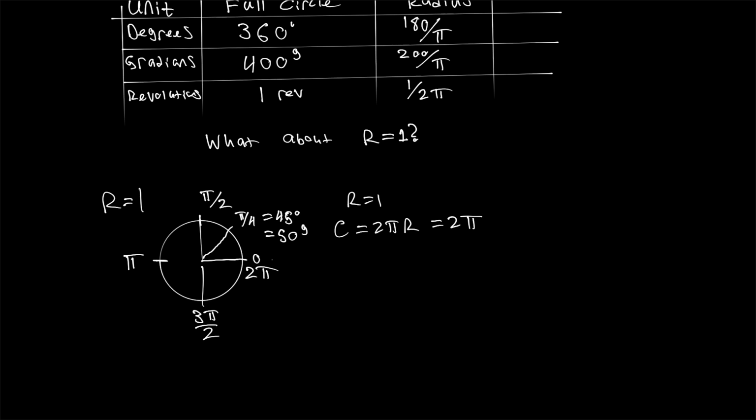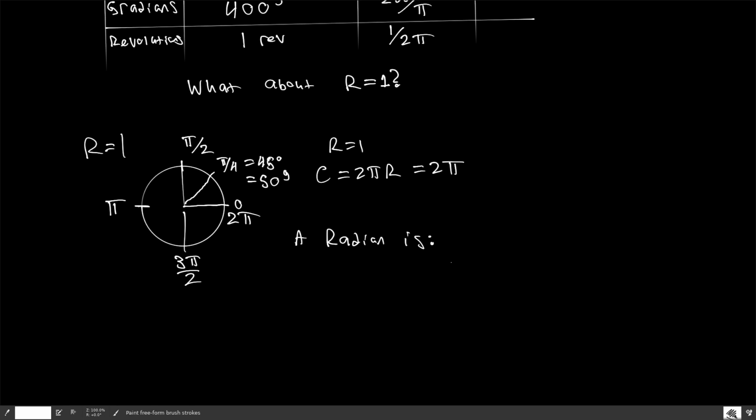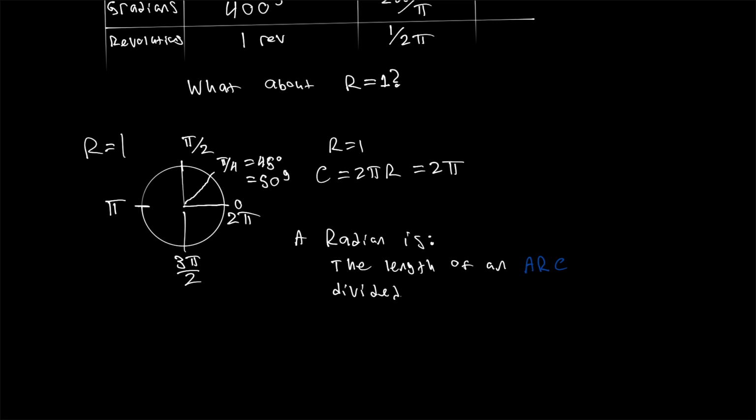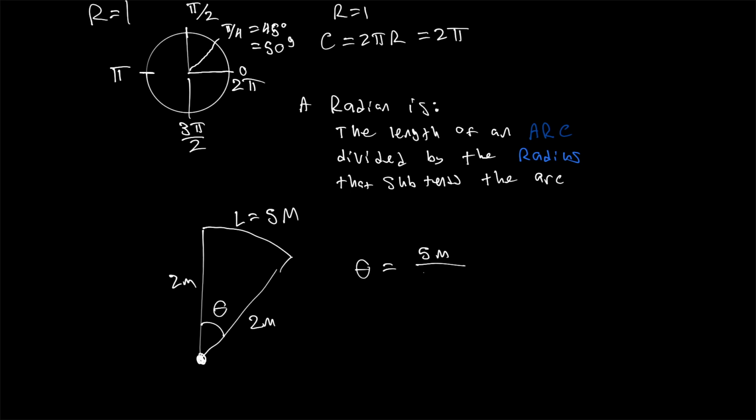But this isn't the full definition of a radian. The mathematical definition of a radian is simply this: a radian is defined as the length of an arc divided by the radius that subtends said arc. So as an example, we have an arc length, we'll say 5 meters, and this arc is subtended by a center point, or focal point, that is 2 meters away. We have an angle theta. What is theta? Theta equals 5 meters divided by 2 meters.